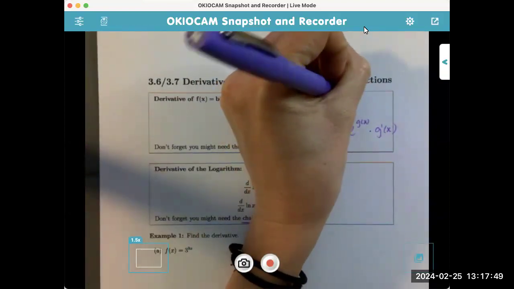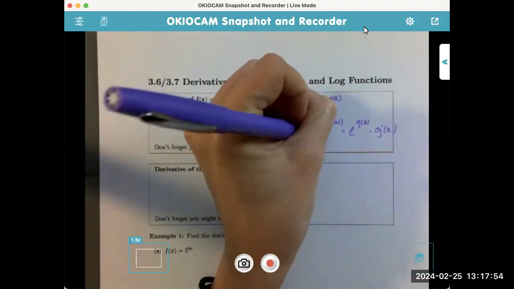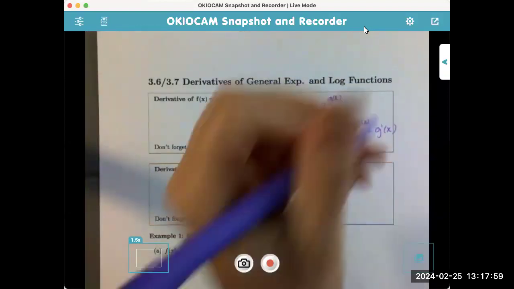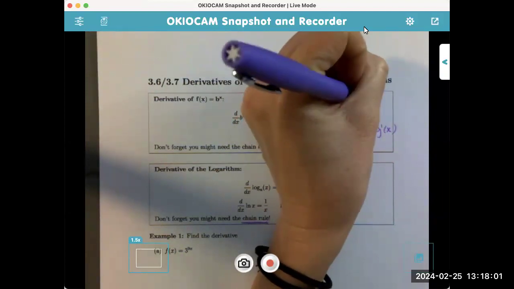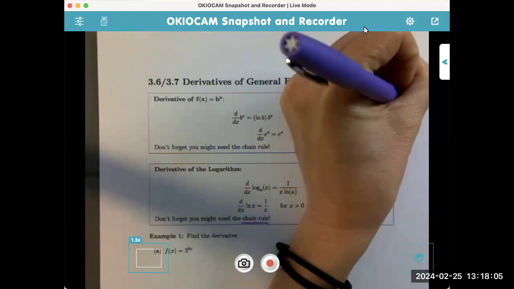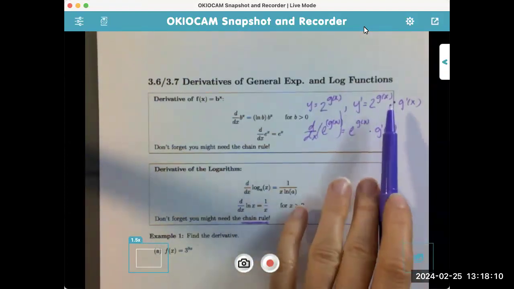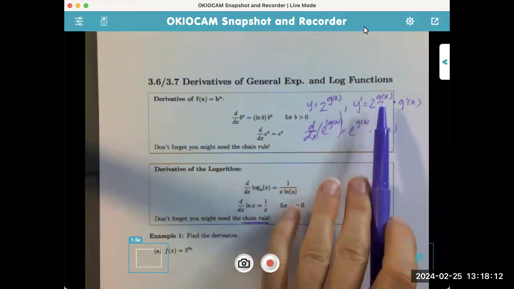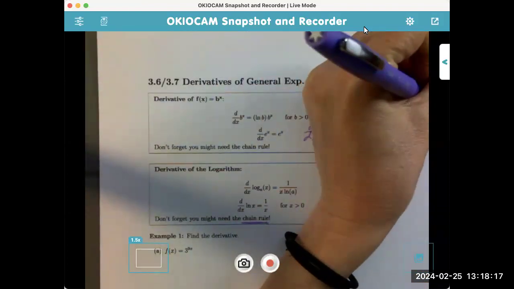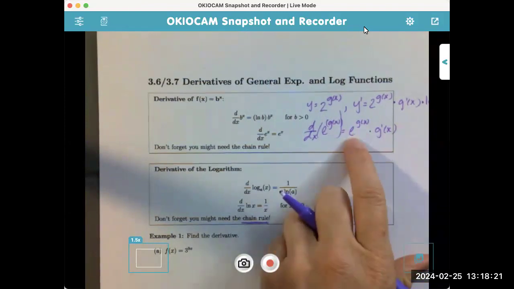So if it's 2 to some function, this is the derivative dx. If y is 2 to the g, then y prime is copy paste 2 to the g times the derivative of the exponent. Oops, almost forgot, times the natural log of 2. There we go.